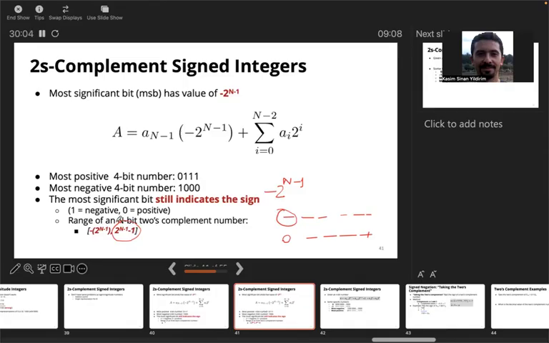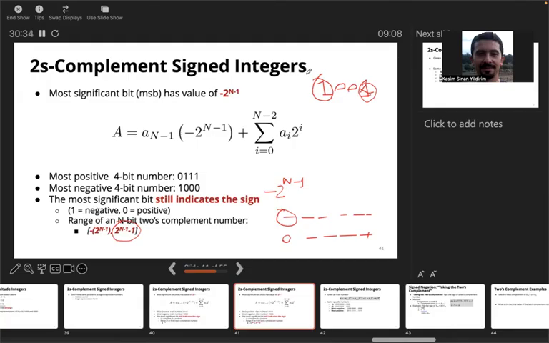So let me make sure I understood. To represent -7, how should you represent -7? 1, 0, 0, 1, right? Yes. This is -8, and this is +1. So you have -7, right?